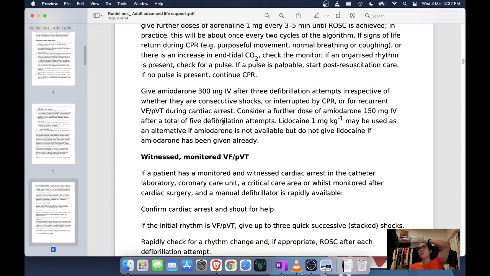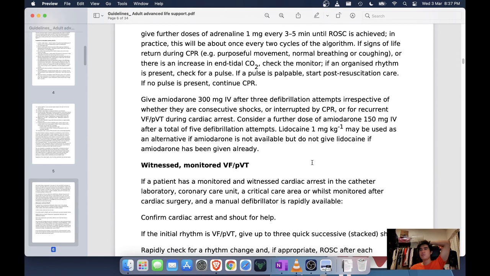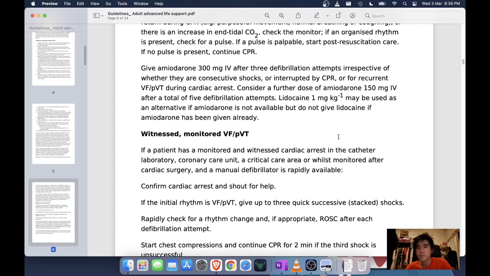So at 3 defibrillations, you have to give 1 mg adrenaline and 300 mg amiodarone. That's 3 rounds of CPR and defibrillation. Then every 3 to 5 minutes after that, you keep giving adrenaline, so it's after every 2 rounds of CPR. And after the 5th shock, which is after the 5th round of CPR, you will give another 150 mg of IV amiodarone. If amiodarone is not available, give lidocaine 1 mg per kg.